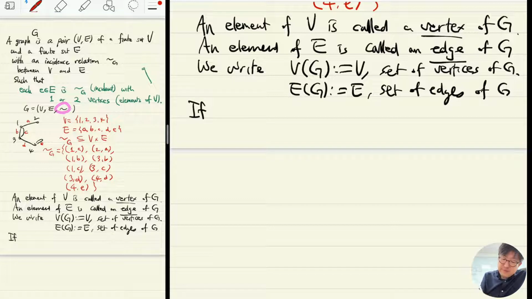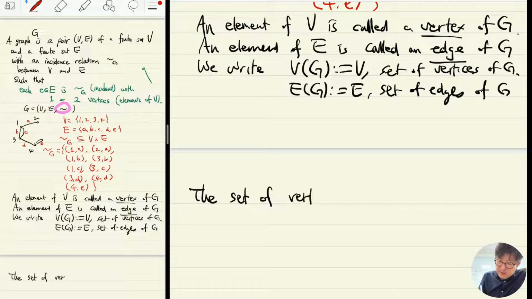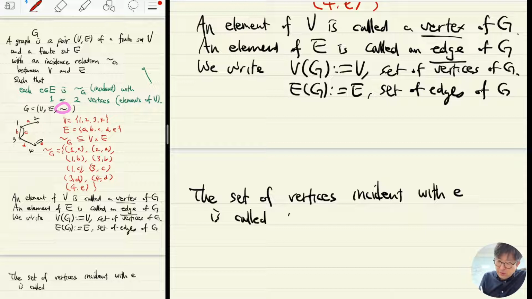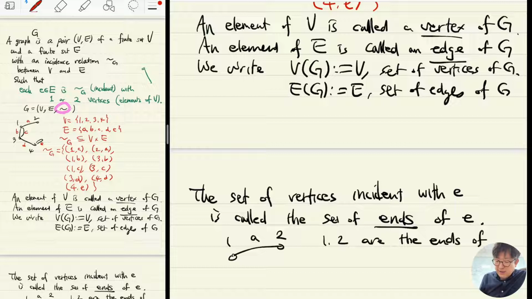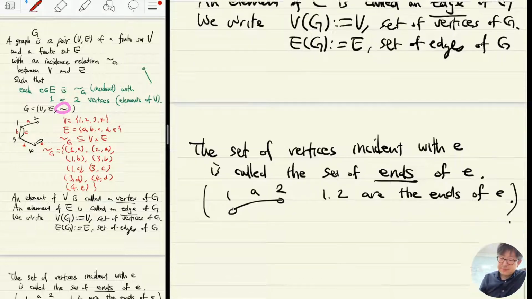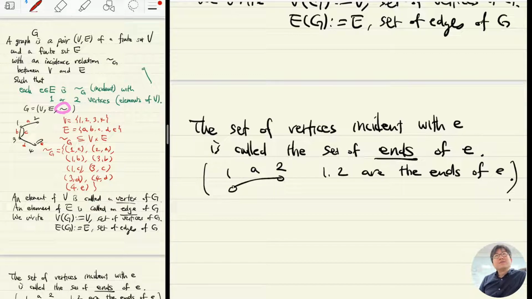And if an edge e is incident with vertices, the set of those vertices is called the set of ends of e. So if I have an edge A which is incident with 1, 2, then 1, 2 are the ends of A in this case, right?